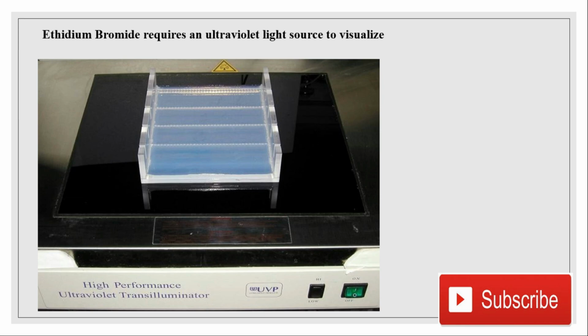So this is the final step: ethidium bromide requires an ultraviolet light source to visualize the bands on the gel. It will appear on this one. This is the high performance ultraviolet illuminator instrument that we can use. Many other instruments from other companies are also available, but it depends upon your budget and the other things that you have in the lab or in any other place that you need.